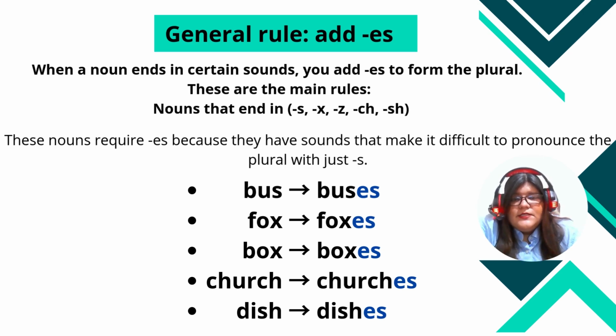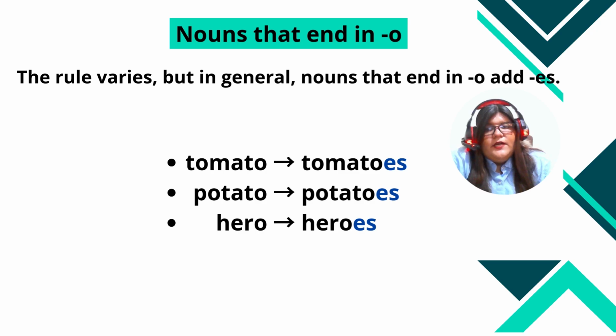Then we have box, boxes, church, churches, dish, and dishes. So you should be careful with the end of each noun, and depending on the end, the last letter makes a difference. For example, as the rules say s, x, c, and so on, you must add es. Don't forget that, please.